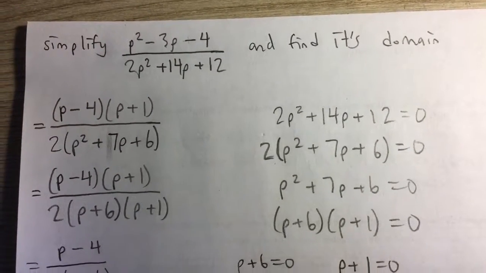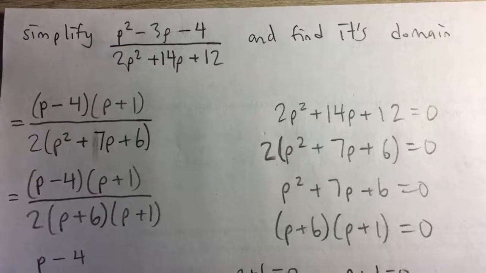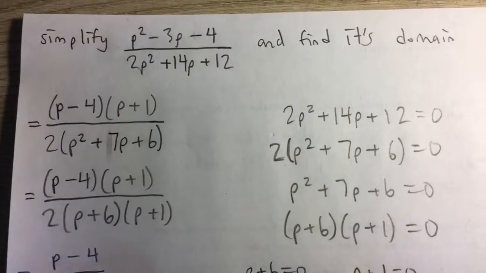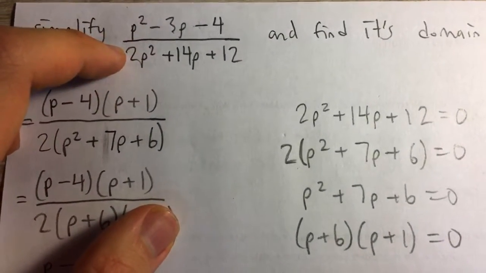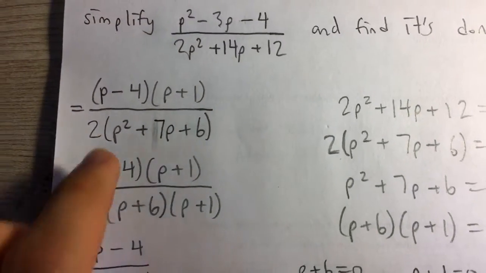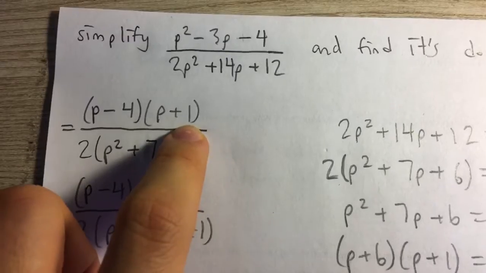Simplify (p squared minus 3p minus 4) all over (2p squared plus 14p plus 12) and find its domain. So here, first off, we can see we have a trinomial in the numerator and denominator, which means we're probably going to be factoring those trinomials. And in the numerator, this could be factored into p minus 4 times p plus 1.